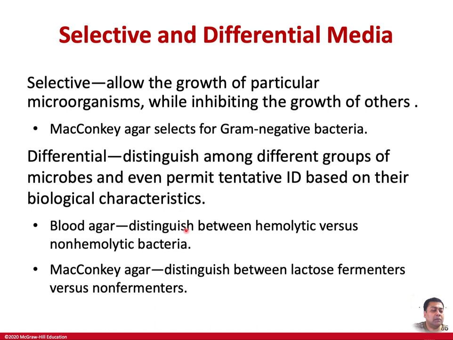That's the differential distinguishing. MacConkey agar, on the other hand, distinguishes between lactose fermenters versus non-fermenters. We already talked about how MacConkey agar selects for gram-negative bacteria, so all the bacteria which grow on MacConkey agar are gram-negative. No gram-positive will grow. But among the gram-negative bacteria, we can tell which can ferment lactose and which cannot. If the gram-negative bacteria cannot ferment lactose, they are going to grow as a tan colony on the MacConkey agar plate.